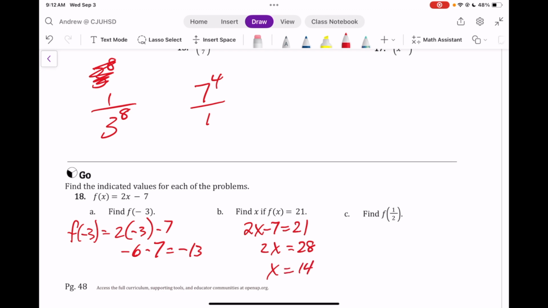And then finally, can you put in fractions? Sure you can. F of a half is 2 times a half minus 7. That's 1 minus 7, or negative 6.